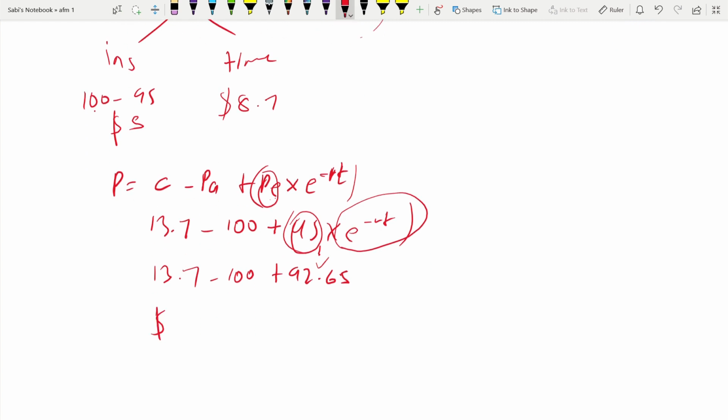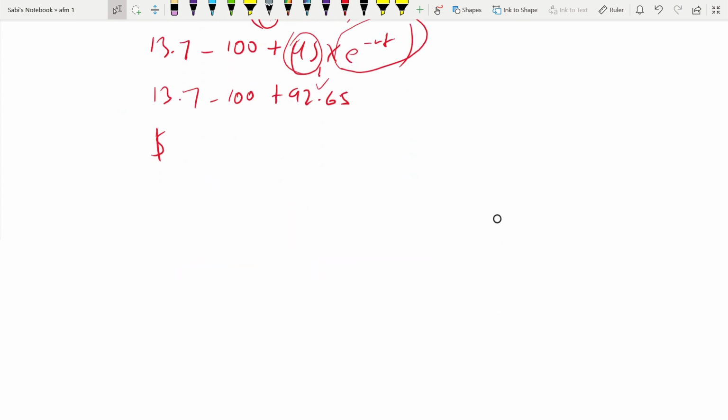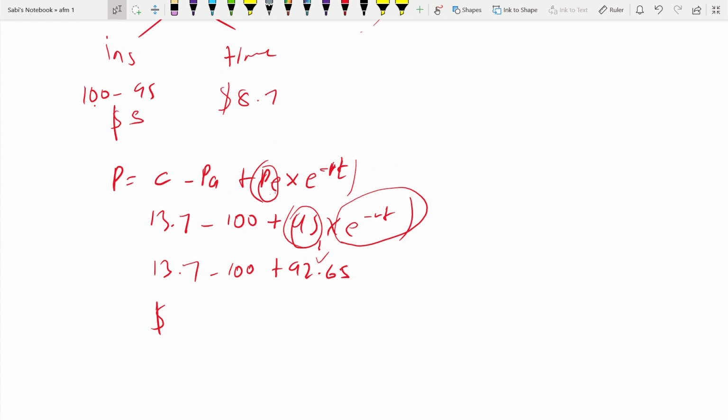Again, the value of the put will be in dollars. How much will it be? This as it is you can take in one go. You don't have to apply BODMAS when it's only plus and minus or only multiplication and division. It only comes when different signs come together. 13.7 minus 100 plus 92.65 will give you $6.35. This is the value of the put option. 13.7 is the call, 6.35 is the value of the put option.